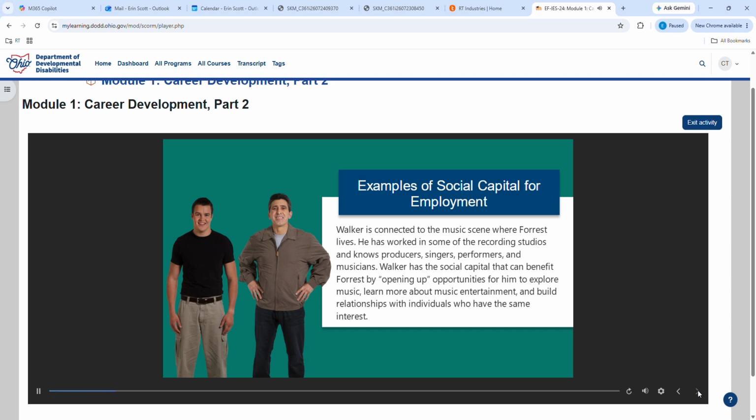Walker is connected to the music scene where Forrest lives. He has worked in some of the recording studios and knows producers, singers, performers, and musicians. Walker has the social capital that can benefit Forrest by opening up opportunities for him to explore music, learn more about music entertainment, and build relationships with individuals who have the same interest.